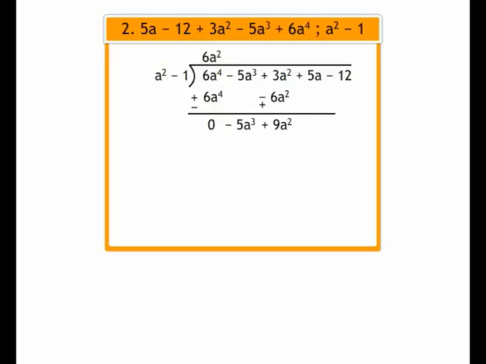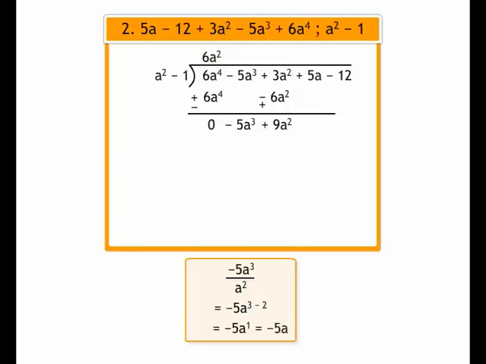Again, as done in the first step, now we shall divide the first term of our dividend, that is, minus 5a cube, with the first part of our divisor, that is, a square. That is, minus 5a cube upon a square, which is equal to minus 5a raised to 3 minus 2 as per the rule of the indices, which is equal to minus 5a raised to 1, that is minus 5a, and thus the second part of our quotient.